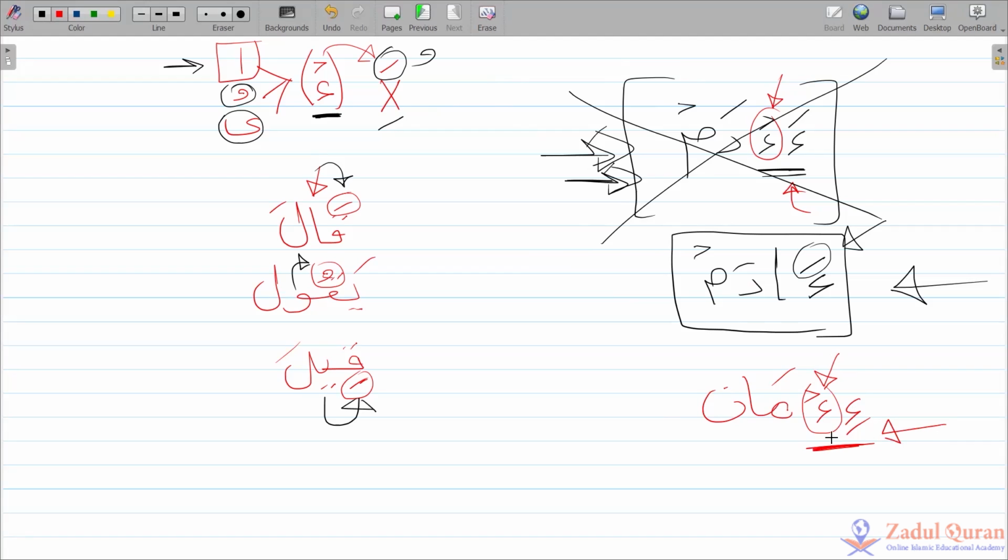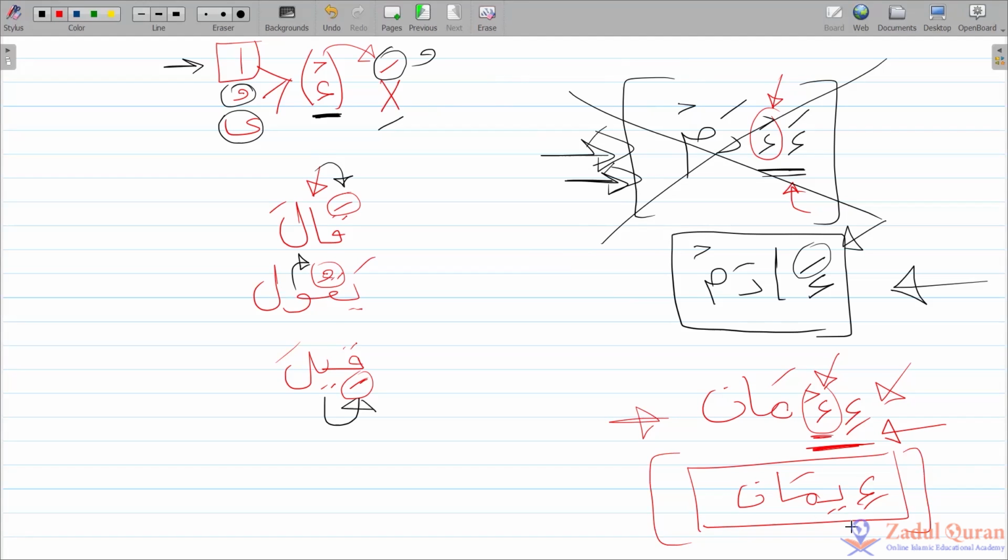Here we convert this to ya. Why? Because of the kasra with the first hamza. So it becomes e, then we make it ya. Iman. Like this. So actually, it has to be iman, but for some reason it becomes the word iman. Get my point? Yeah.